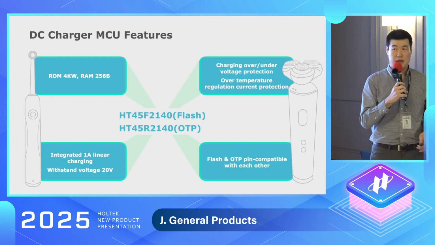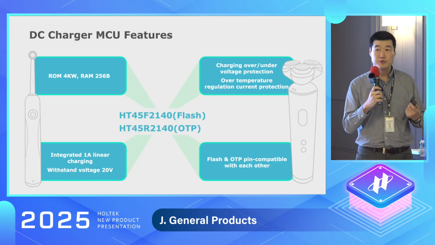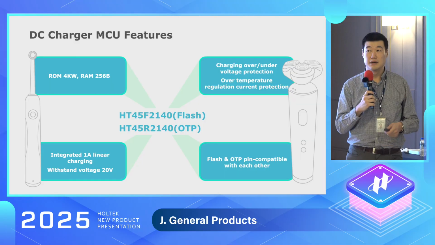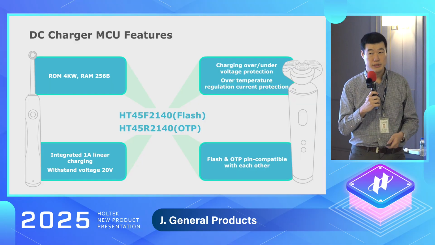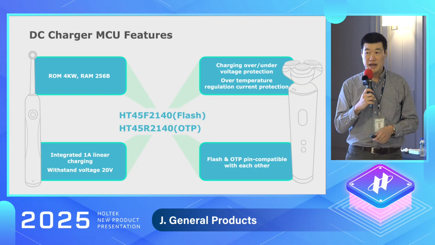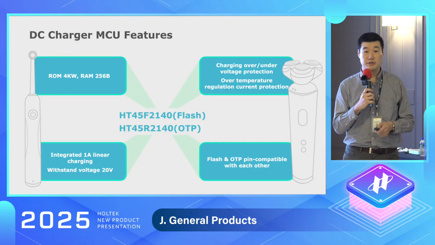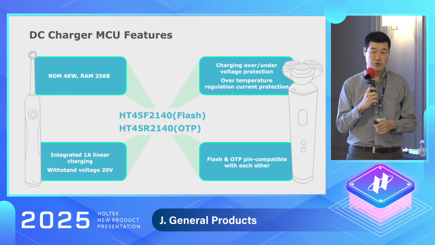Let's talk about our non-touch MCU feature. Up to 4K words ROM size, and it has voltage and temperature protection. Up to 1 ampere charging capability. A good thing is flash type and OTP type are pin-to-pin compatible. So you don't need too much work to change your circuit.